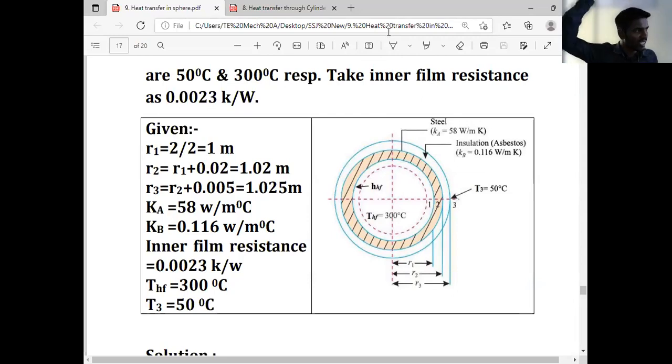तिथे तुम्हाला आउटसाइडचं काय दिलंय का, तिथे हीट ट्रान्सफर कोइफिशियंट पण दिलेलं नाही, टेम्परेचर पण दिलेलं नाही, त्यामुळे तो आपण कन्सिडर नाही करणार, लक्षात ठेवा. आपल्याला जर HCF दिला असता तर तिथे आपल्याला तो कन्सिडर करावा लागला असता, पण तो दिलेलाच नाही. सो दॅट्स व्हाय वी हॅव टू कन्सिडर दी 3 रेजिस्टन्सेस. One resistance due to the hot fluid, one resistance due to the layer A, that is steel sphere, and one layer is due to the conduction, that is asbestos insulation.